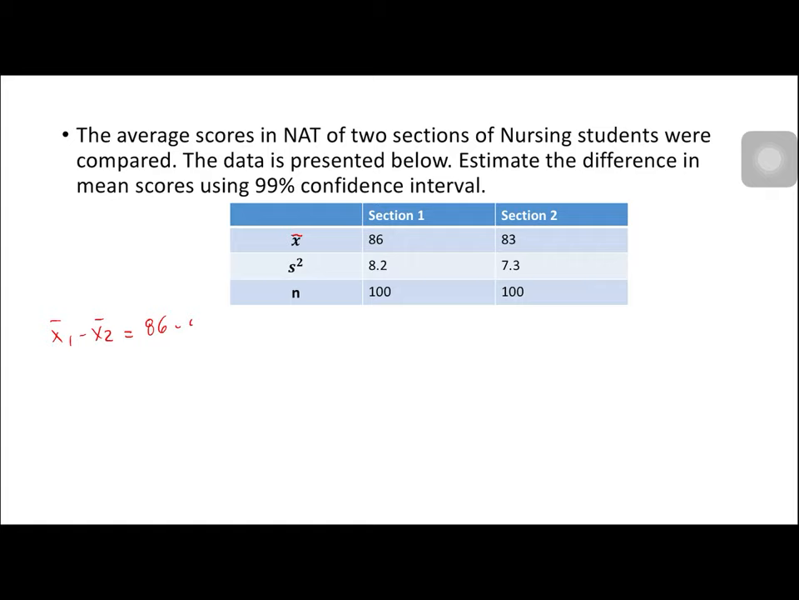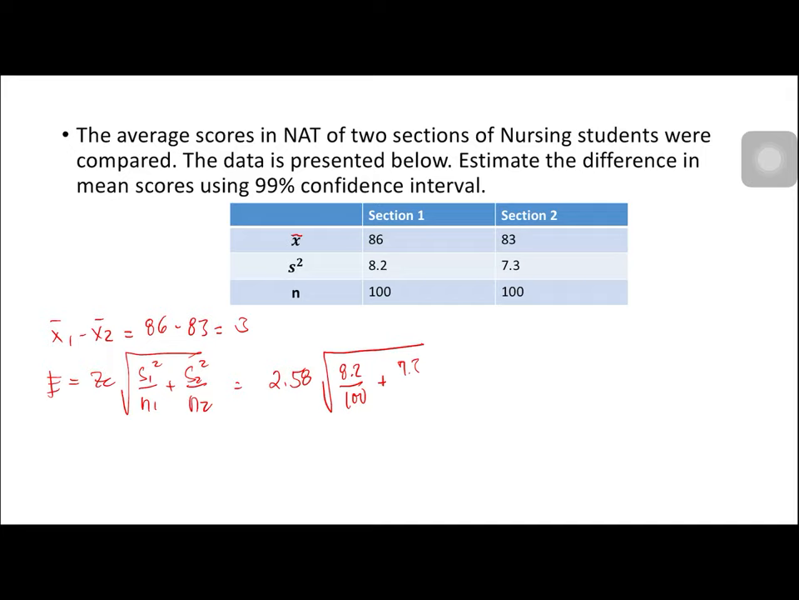Okay, then let us compute for our e. E is equal to Zc times the square root of variance 1 over n1 plus variance 2 over n2. And that is equal to, we have 2.58 times the square root of, we have variance 1 is 8.2 over 100 plus variance 2 is 7.3 over 100. Okay? So, what is our e? We have 8.2 over 100.